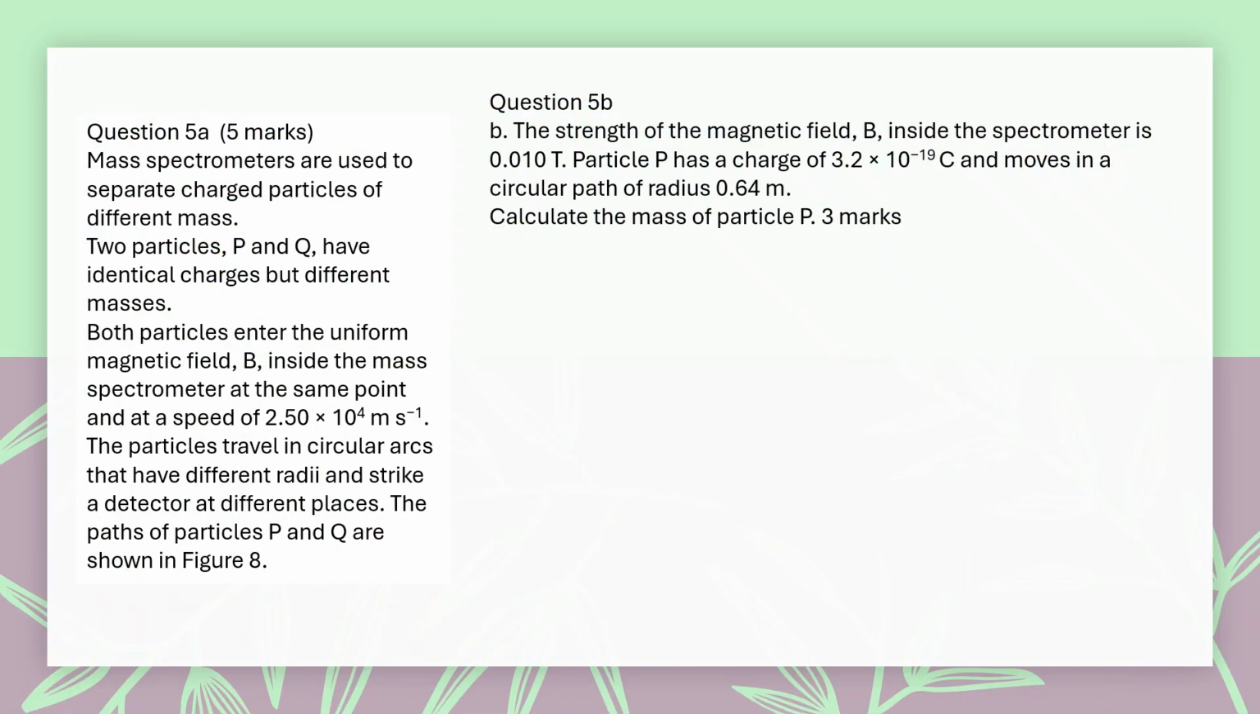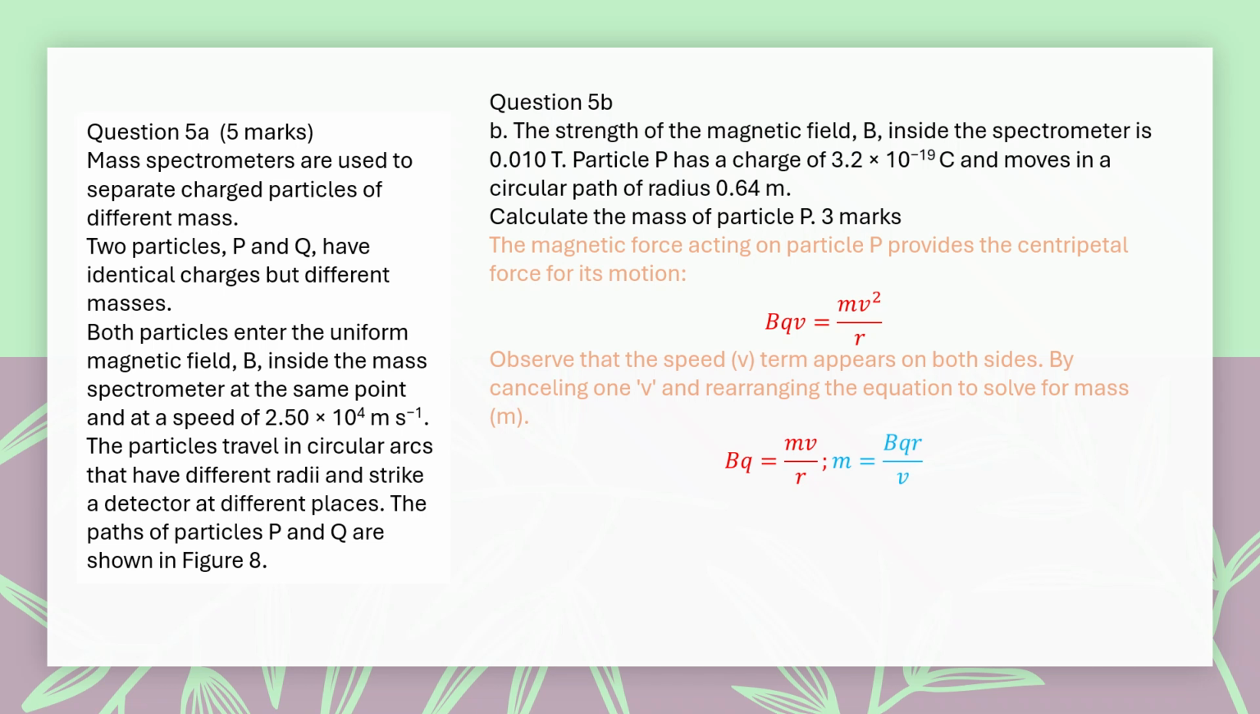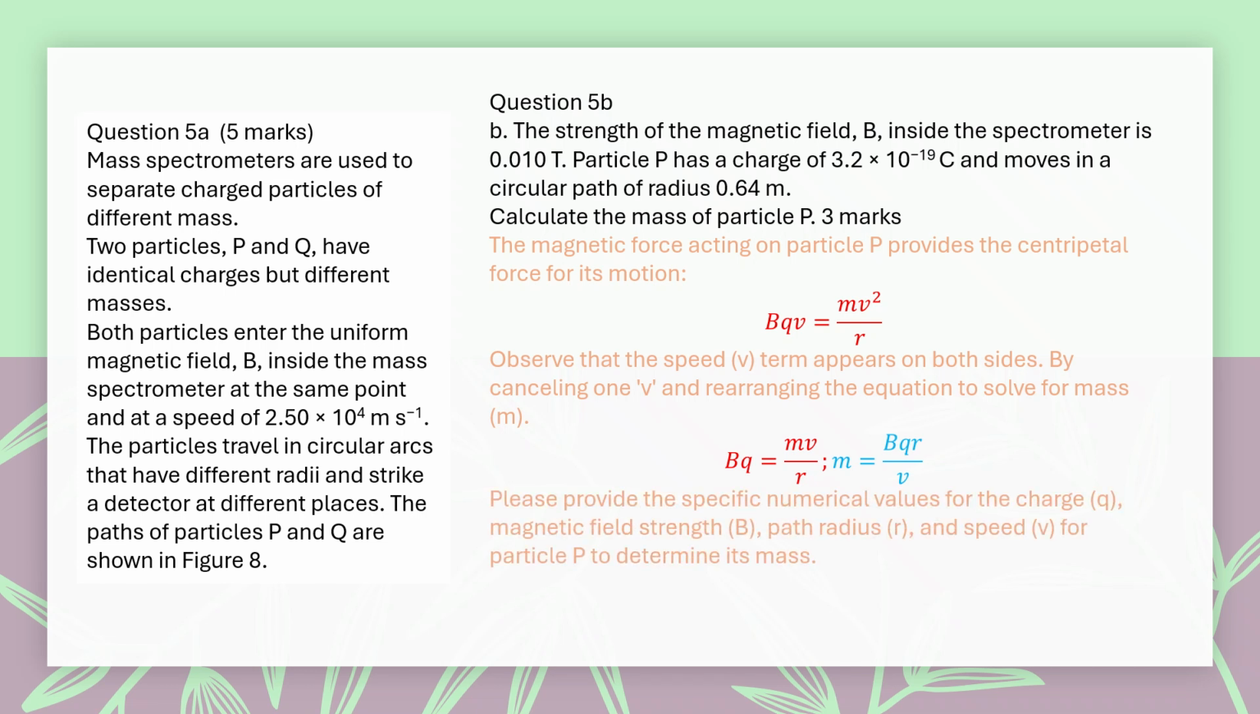The magnetic force acting on particle P provides the centripetal force for its motion. Observe that the speed, v, term appears on both sides. By cancelling one v, and rearranging the equation to solve for mass, m. Please provide the specific numerical values for the charge, q, magnetic field strength, B, path radius, r, and speed, v, for particle P to determine its mass.